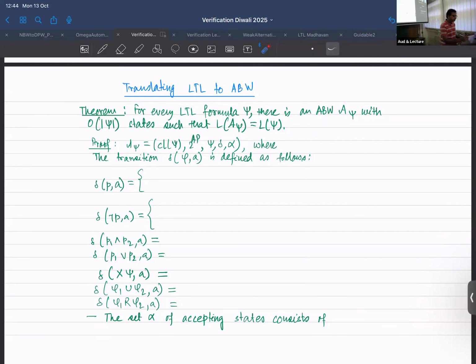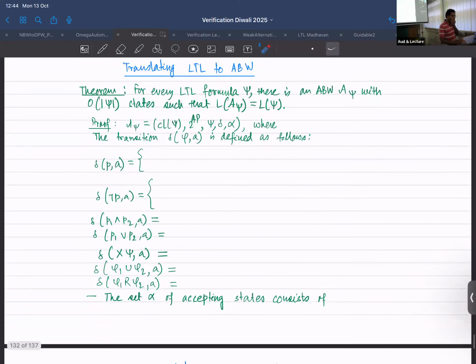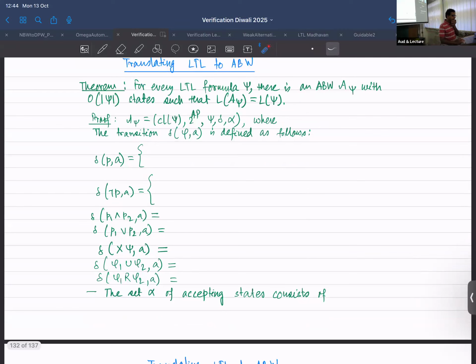So what it says is that given an LTL formula psi, you can construct an alternating Büchi automaton which accepts the same language as that of the formula. Okay, good. So when I say L of psi, it's essentially the set of words which satisfy psi, right? Okay, so how does this alternating Büchi automaton look?